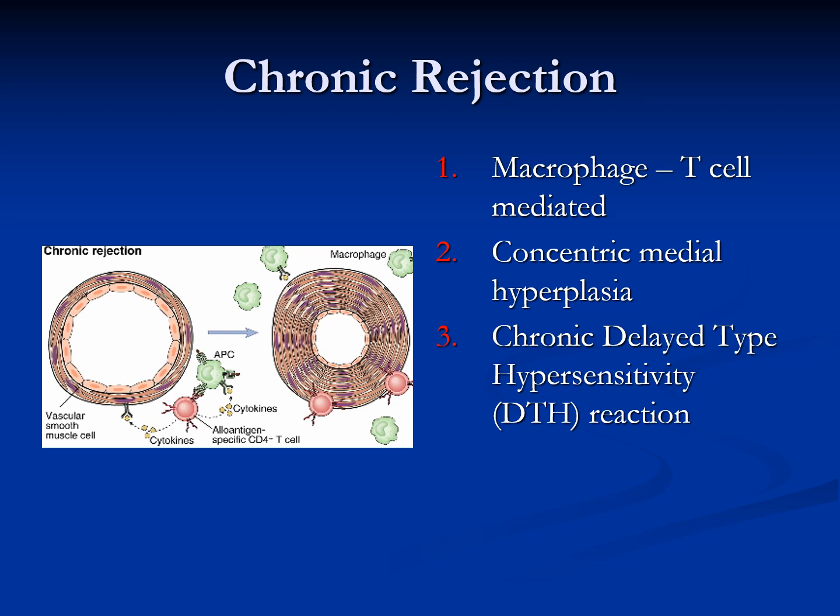The vascular smooth muscle cells are affected, and the antigen antibody complexes that are formed result in the release of several cytokines that attract other immune cells, like the macrophages and the T cells. And once the T cells and the macrophages come into the picture, that results in vascular smooth muscle cell destruction, ultimately leading to the reaction of chronic rejection.